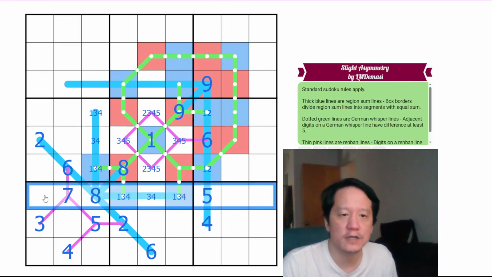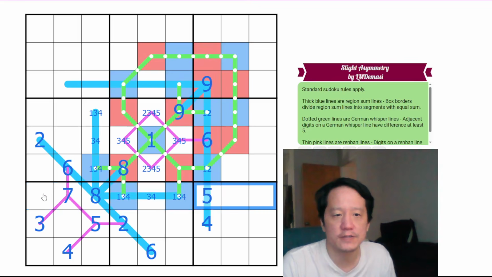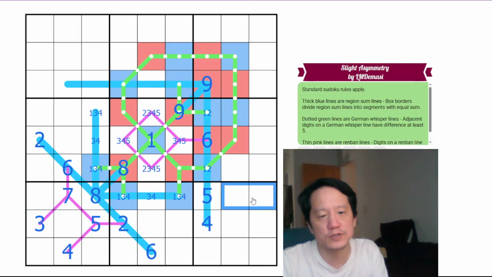Remaining digits in row 7 then. These have to be 2, 6, and 9. And this cannot be 2 here, so this is 6 or 9, and then we have 2, 6, or 9 here.